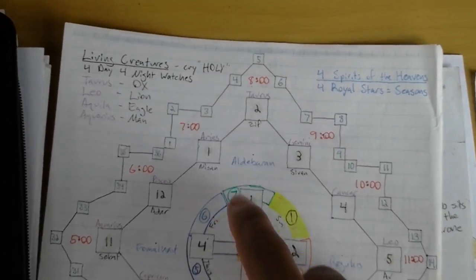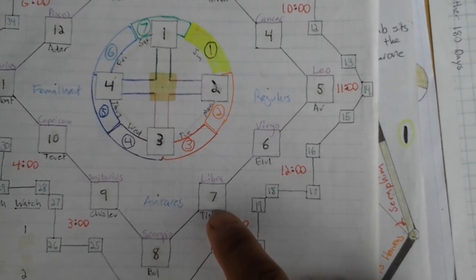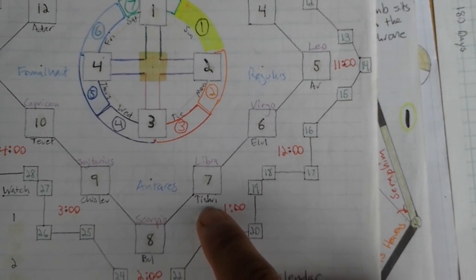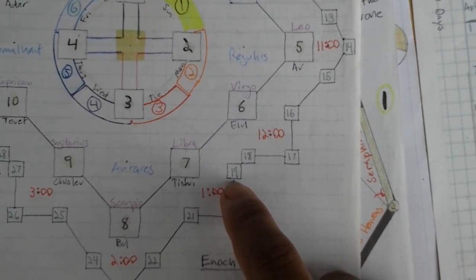So for example, let's say that page has the 7th month. So you can see the 7th month is Libra, and it's called Tishri. And then you have the decans 19, 20, and 21. And so then you can see that on here you have Libra. It's the 7th month. And then you have decans 19, 20, and 21.